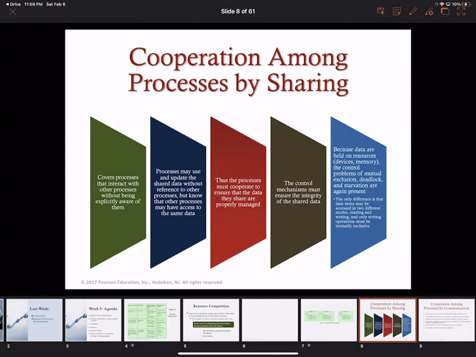Thus, the processes must cooperate to ensure that the data they share are properly managed. The control mechanism must ensure the integrity of the shared data. As a matter of fact, because data are held on resources, like devices or even memory, the control problems of mutual exclusion, deadlock, and even starvation are again present. So we are able to see starvation and deadlock problems even with indirect cooperation between processes. The only difference is that data items may be accessed in two different modes, reading and writing, and only writing operations must be mutually exclusive.